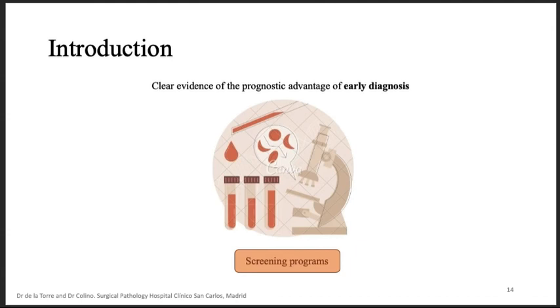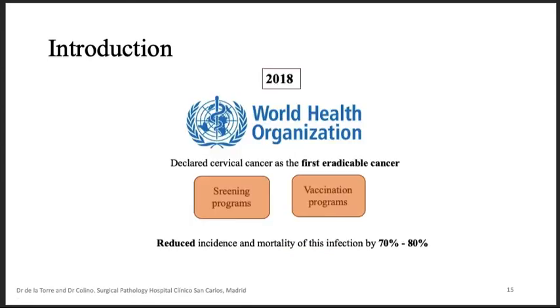Considering the etiopathogenesis and natural history of cervical cancer and its precursor lesions, particularly after the recognition of HPV as a causal agent, there is clear evidence of the prognostic advantage of early diagnosis through the implementation of screening protocols. In Spain, a screening protocol has been followed since 1918, with the primary objective of early detection and treatment of lesions caused by persistent HPV infection.